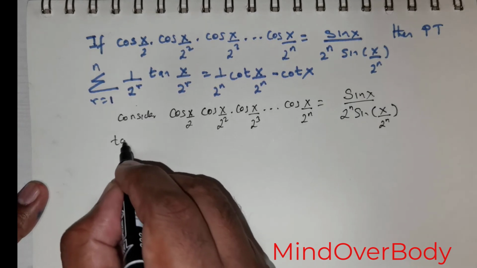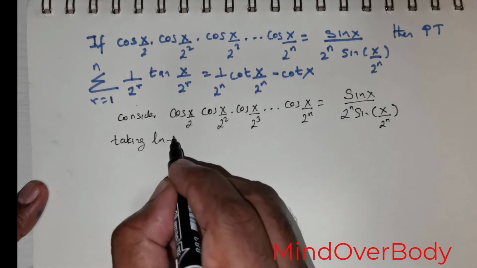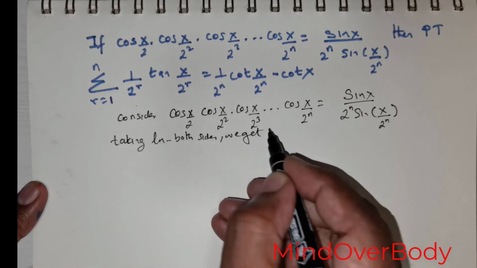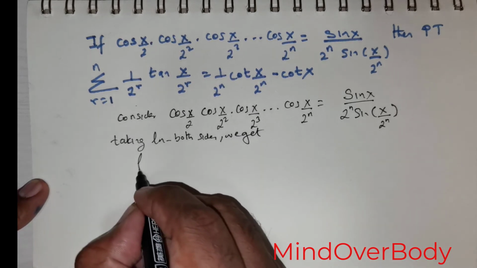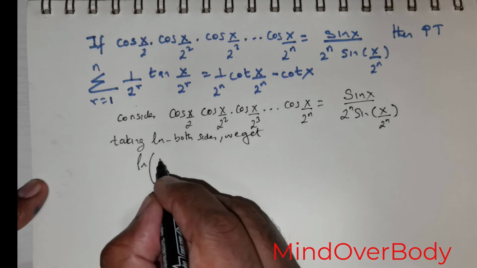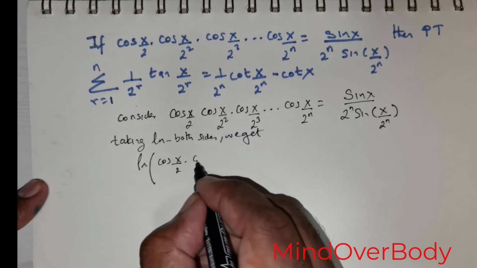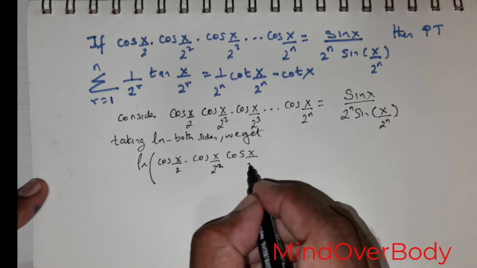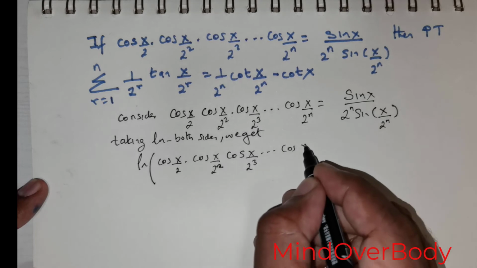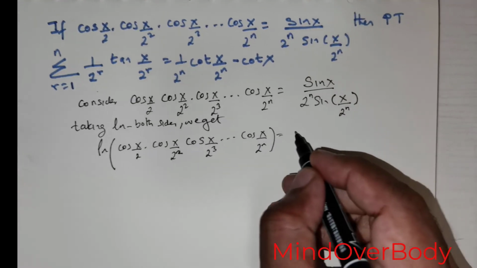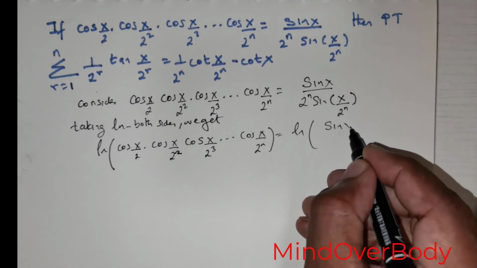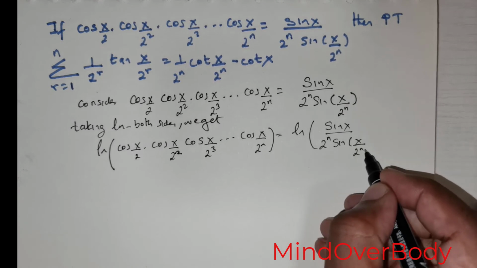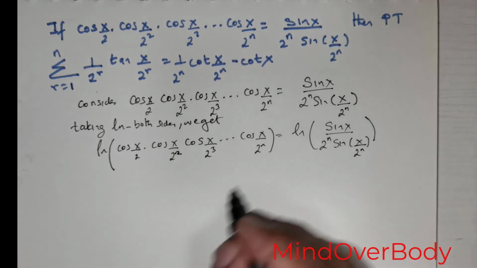Now, taking ln both sides, we get, so what do we get when we do that? So this is going to be ln of this entire quantity is equal to ln of sin(x/2)^n times sin(x/2)^n. So this is what we got.